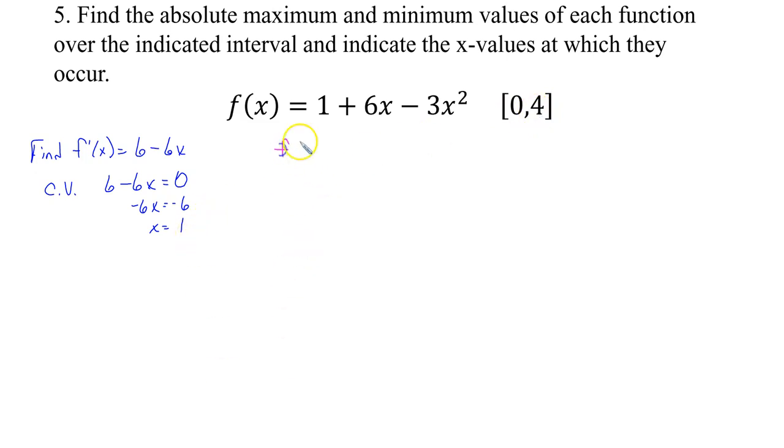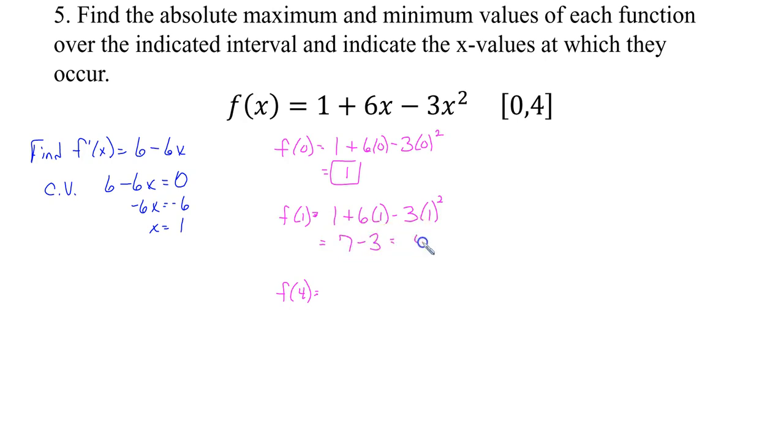So I need to now find f of 0, f of 1, and f of 4. Notice I'm just going back to that original function each time. So f of 0, I'm going to have 1 plus 6 times 0 minus 3 times 0 squared. Those all disappear, and I simply have this nice y value of 1. For f of 1, I'm going to have 1 plus 6 times 1 minus 3 times 1 squared. So I'm going to have 7 minus 3. Looks like a y value of 4. So far, that's the largest.